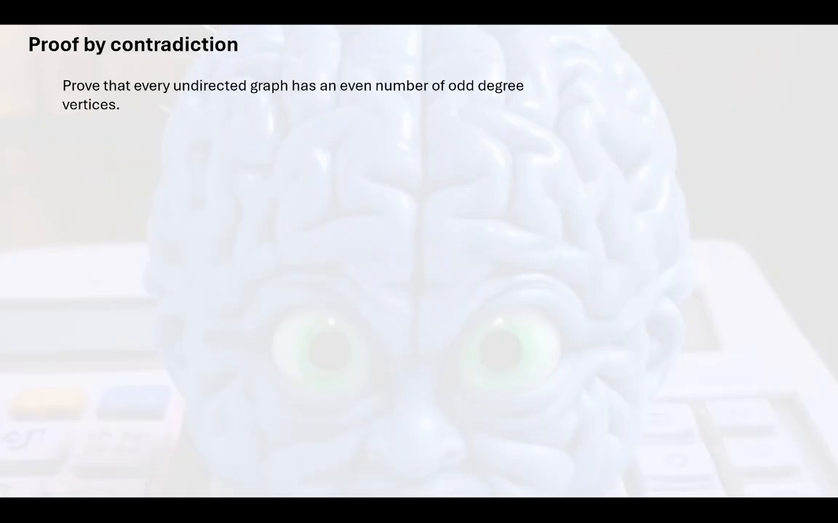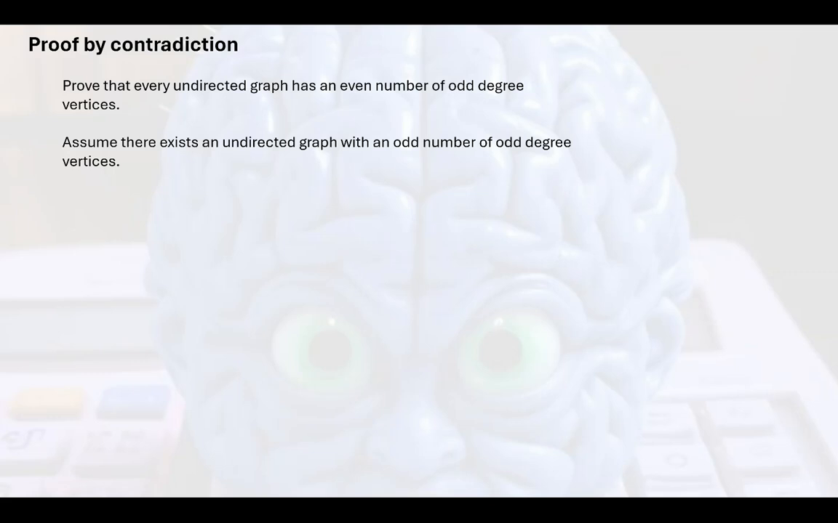Okay, next one, a bit more of a graphical proof. Prove that every undirected graph has an even number of odd degree vertices. Have a pause, think, what do we assume? We assume there exists an undirected graph with an odd number of odd degree vertices. Now this one you really have to know all your graph theory to make sense of, and I suspect you'd be guided into it a bit in an exam, but hey, you never know. Sometimes they expect you to have a lot of background knowledge.